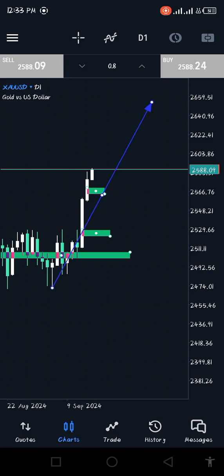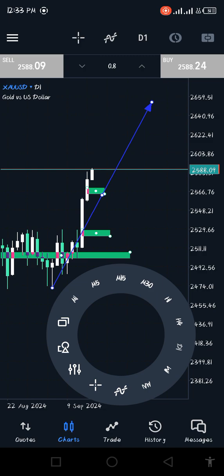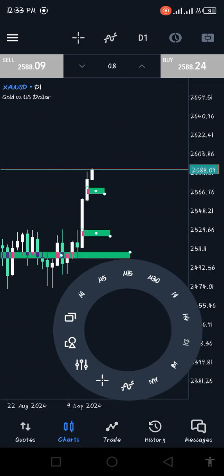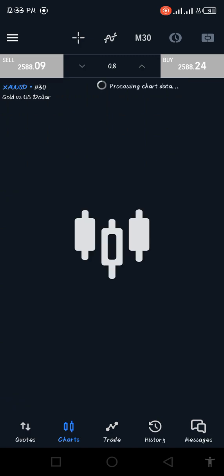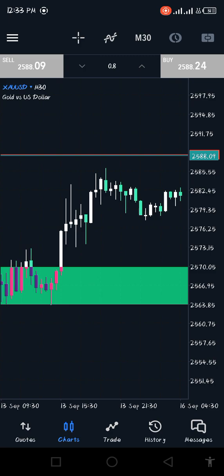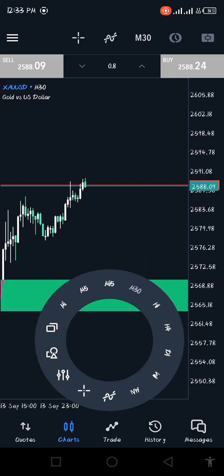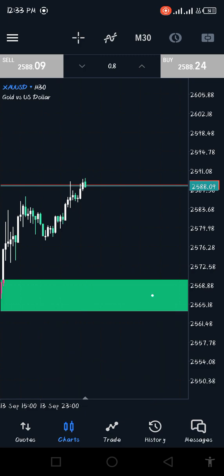That is another confirmation. Another confirmation is that if we can have price tap into those zones in the major market sessions, that is the London or the New York sessions, we can consider taking buying opportunities from those zones. If also we can have price give us a pin bar candle or an engulfing candle in those zones, then we can consider taking buying opportunities.